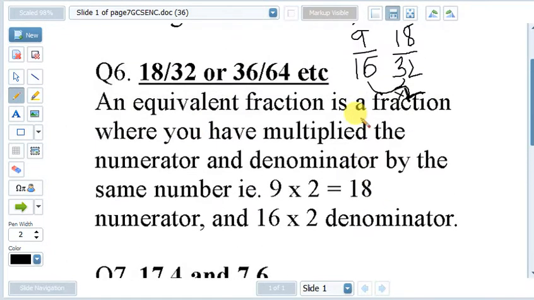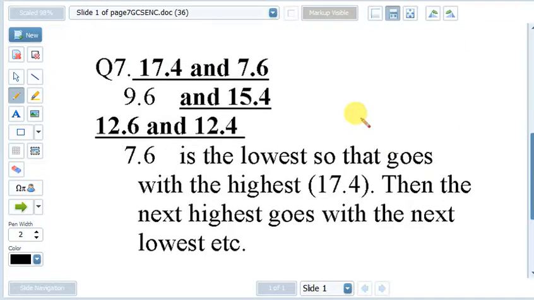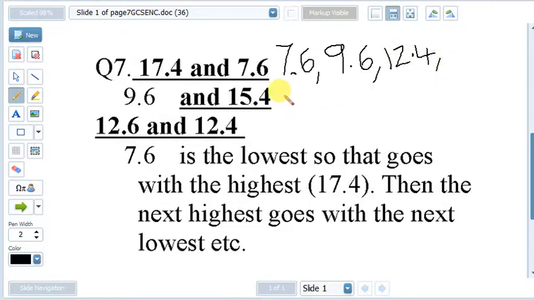Okay, so question 7. And question 7 was, we had some numbers and we had to write the numbers in pairs so that the sum of each pair is the same. Okay, so the general theory behind this is you find the lowest number, and the lowest number would go with the highest number, and then the next lowest number would go with the next highest number, so that when you combine those two, they should equal the same amount. Okay, so the answer that I got was, I put 17.4, which is the highest number, with 7.6, which is the lowest number, and when you add those two together, you get 25.